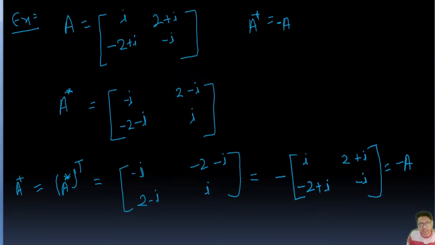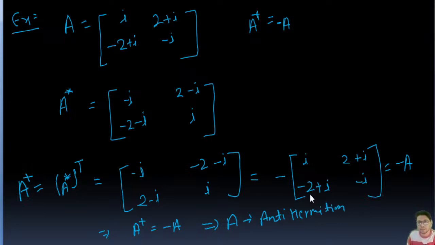So we can see A dagger equal to minus A. This means matrix A is anti-Hermitian. So we have verified this matrix. Yes, this matrix is anti-Hermitian. Right, guys? I hope you understood it. Okay. So next we are going to study something that is also very important.